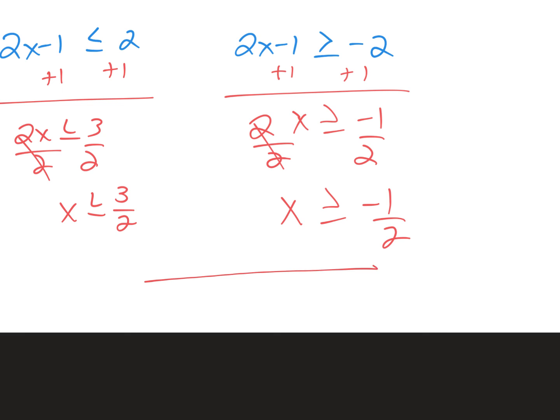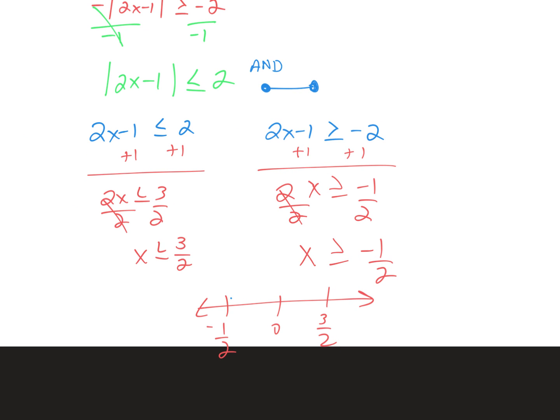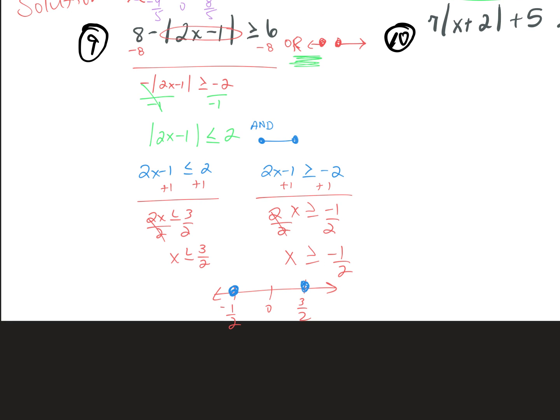Okay, so we go to graph. We have -1/2, 0, and 3 over 2. What kind of dots do I have there? Closed. Now, remember, at the original, you guys told me it was an or problem, right?